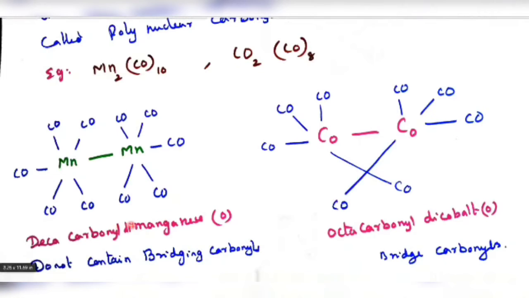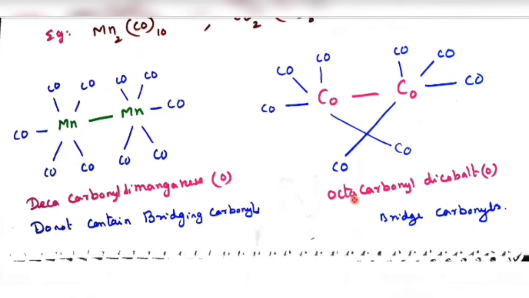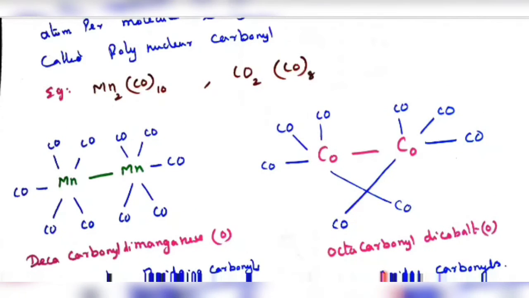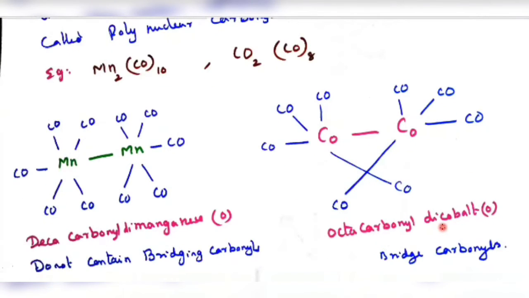This is decacarbonyl dimanganese, here also in the zero oxidation state, not containing bridging carbonyls. Whereas in this one, with CO on this side 3 and on this side 3, the cross CO forms bridge carbonyls. They are called bridge carbonyls. It has 8 carbonyls: 1, 2, 3, 4 and 1, 2, 3, 4. This is octacarbonyl dicobalt, oxidation state enclosed in a closed bracket 0. The other has 10 carbonyls, so it is decacarbonyl dimanganese.